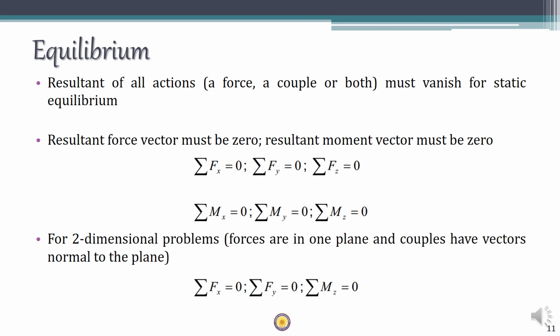As already discussed, in case of plane frames or two-dimensional problems, there are only two forces acting, a horizontal force and a vertical force, and there is only one moment acting, which is a moment lying on the plane, or whose vector is perpendicular to the plane, right? That is Mz is only acting. So in that case we have only three equilibrium equations in case of 2D and six equilibrium equations in case of 3-dimensional problems.